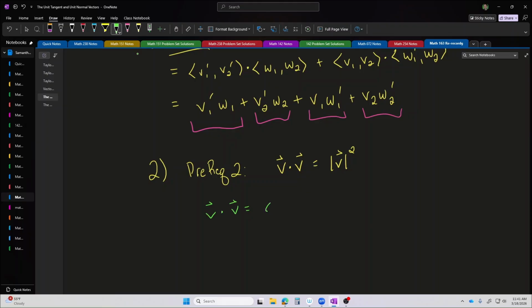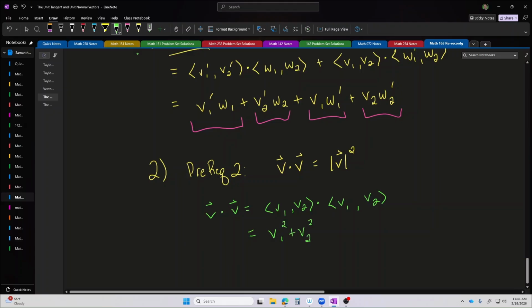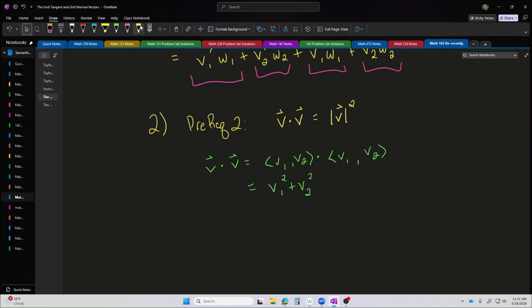So to prove that, let me start on the left side of this equation, v dot v, and let me use the formula for a dot product to write out what that would be. Using the formula for the dot product, that would be v1 times v1 plus v2 times v2. So that would be v1 squared plus v2 squared.